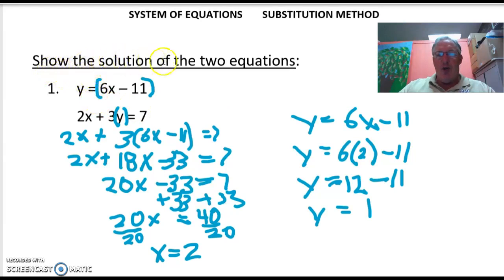It says show the solution of these two equations. So we're going to write it as a coordinate on a graph. We're going to put the x in the first spot, 2, and we said y is equal to 1. So the solution of these two equations is (2, 1).